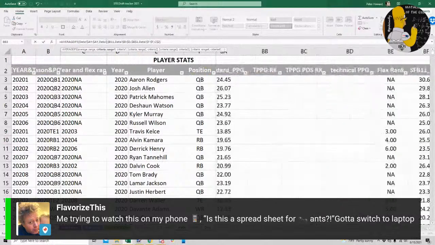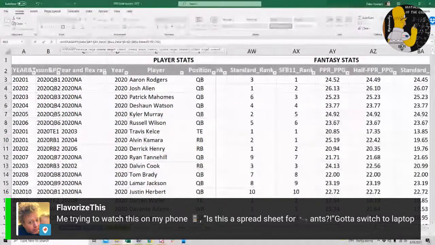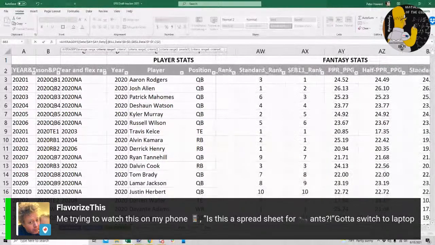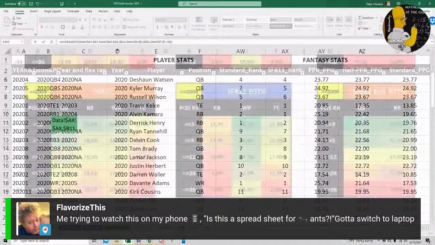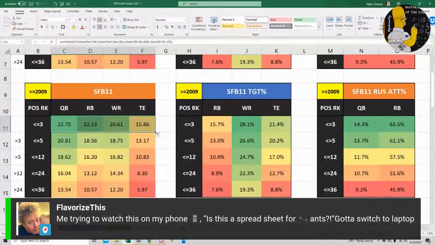Scott Fishbowl position rank scoring. Where is it? Yeah, it's got to be this. AX. There we go.